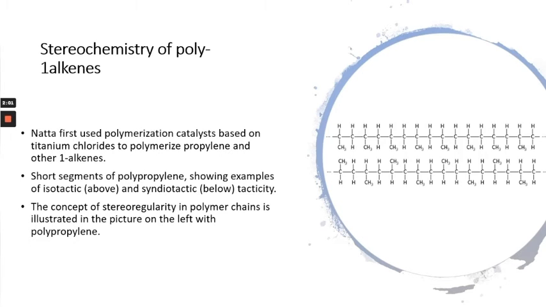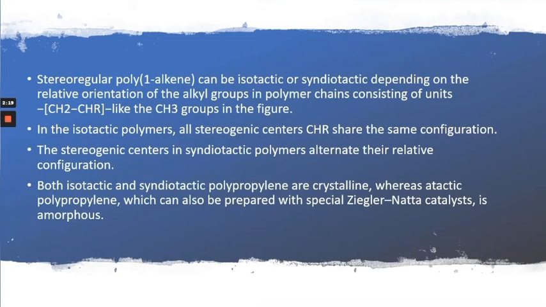Short segments of polypropylene show examples of isotactic and syndiotactic tacticity. The concept of stereoregularity in polymer chains is illustrated in the picture on the left with polypropylene. Stereoregular poly-1-alkene can be isotactic or syndiotactic, depending on the relative orientation of the alkyl groups in polymer chains consisting of units, like the CH3 groups in the figure.